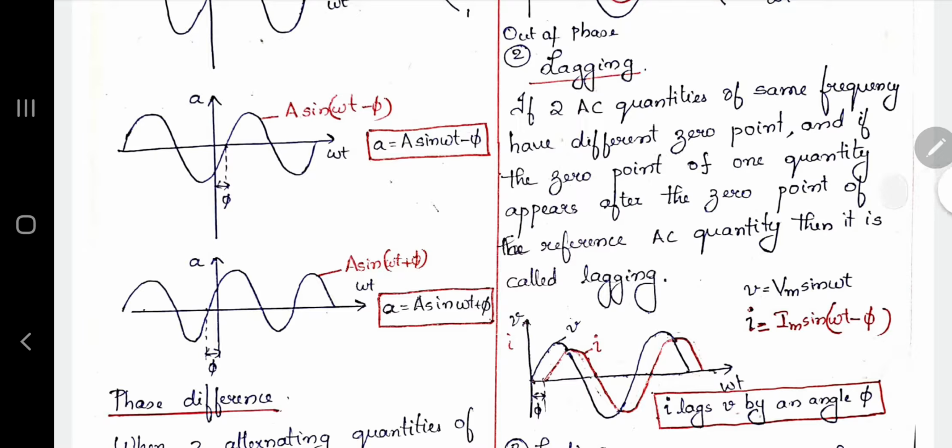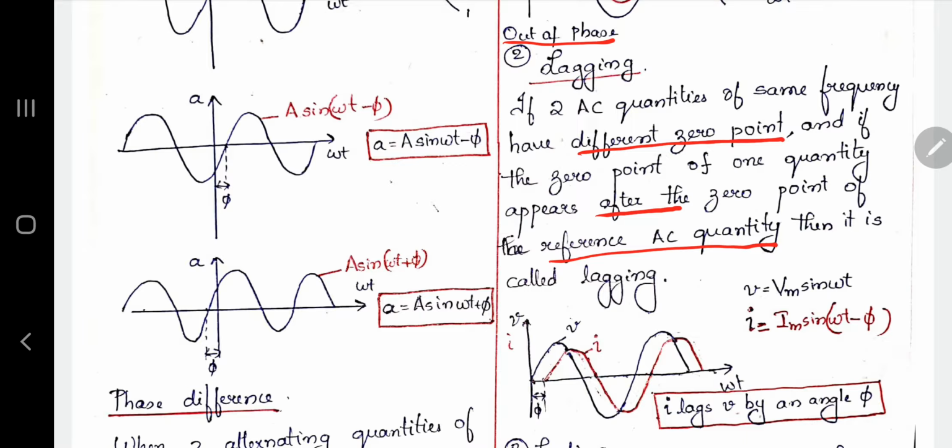Let's go to the next one. Out of phase. Out of phase itself has two types: one is lagging and the second one is leading. Let's go through the first one, that is lagging. If two AC quantities of the same frequency have different zero points, and if the zero point of one quantity appears after the zero point of the reference AC quantity, then it is called lagging.